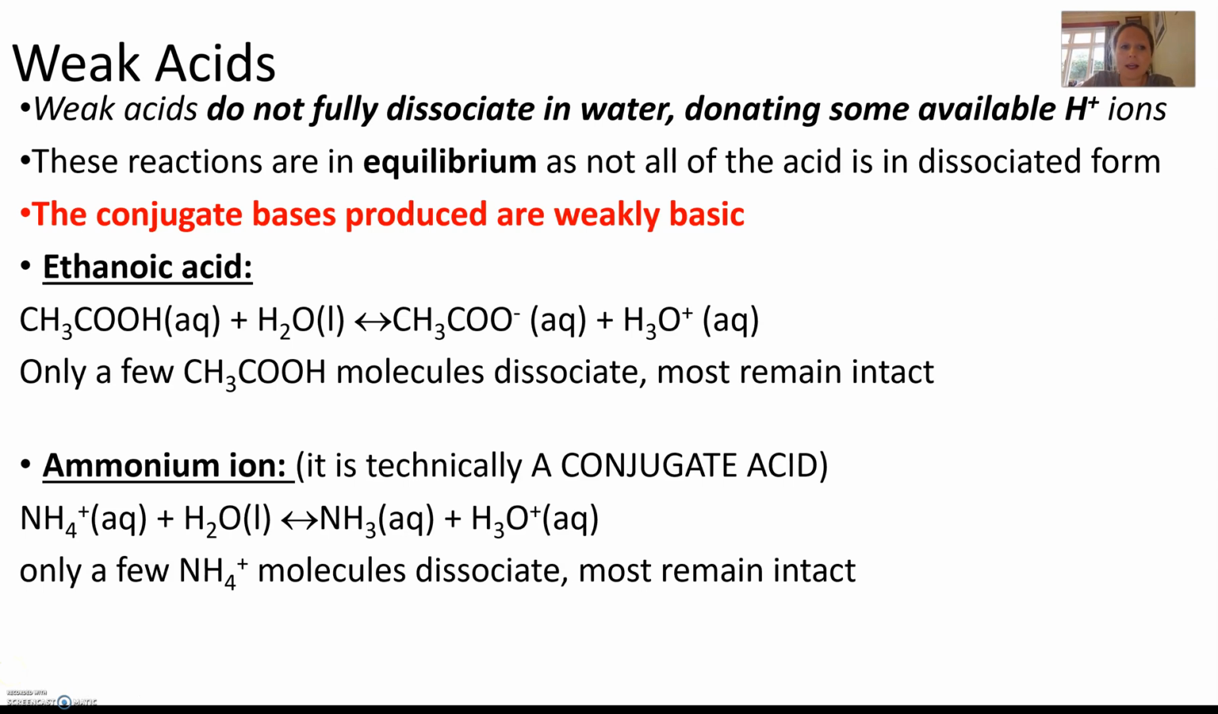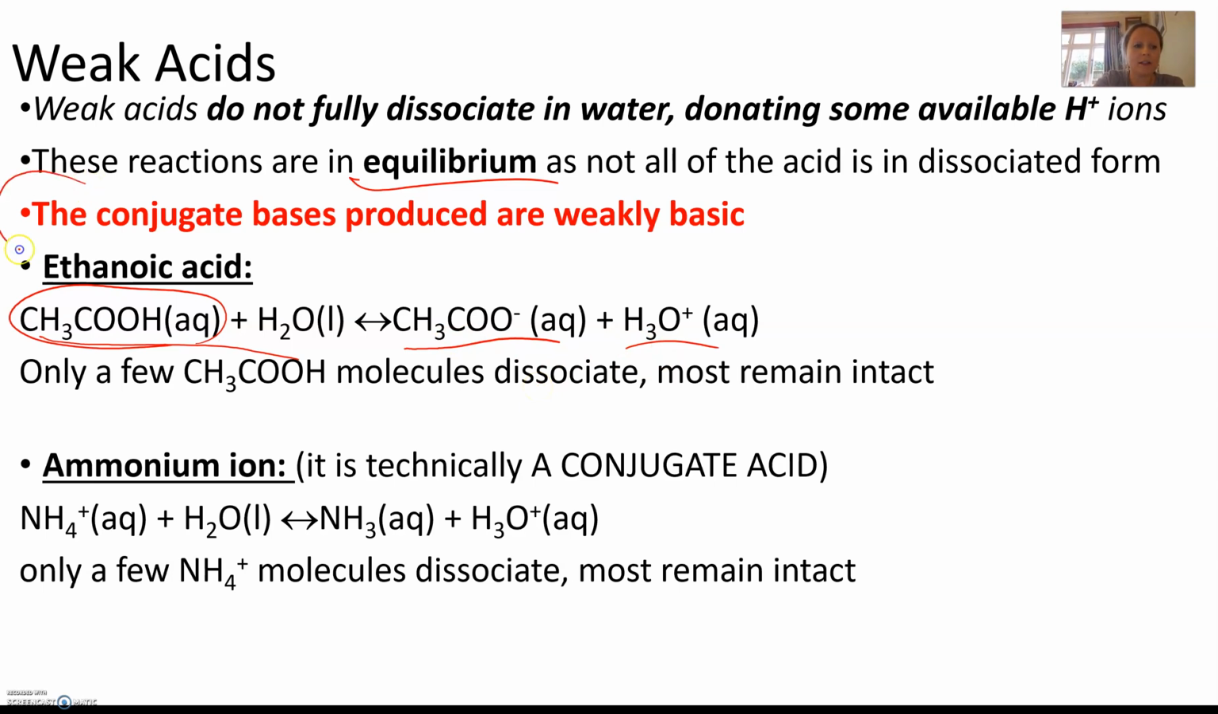So remember, weak acids don't fully dissociate. They only donate some available H plus ions. These reactions are in equilibrium. Okay, so most of it remains intact. So if we look at ethanoic acid here plus water, it forms ethanoate ions plus H3O plus. Most of it will actually be this, and there'll be very few of the products.